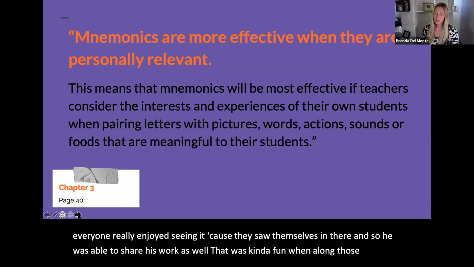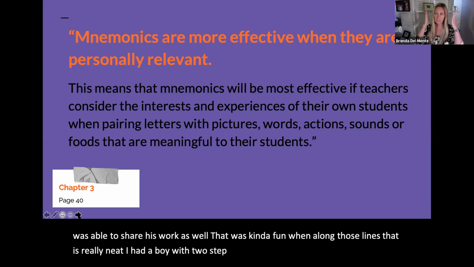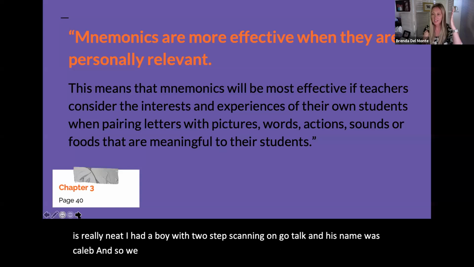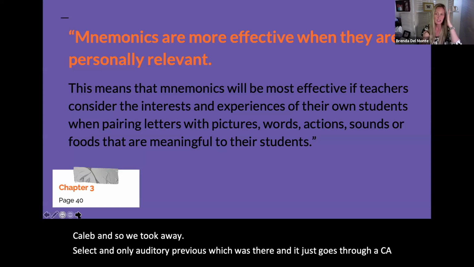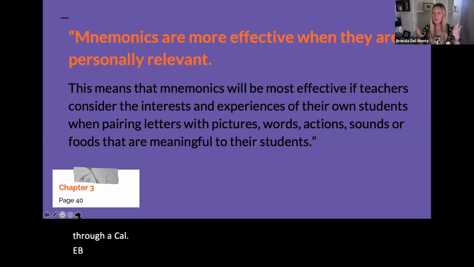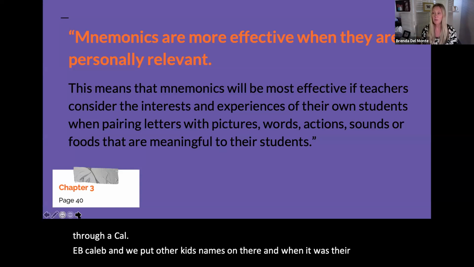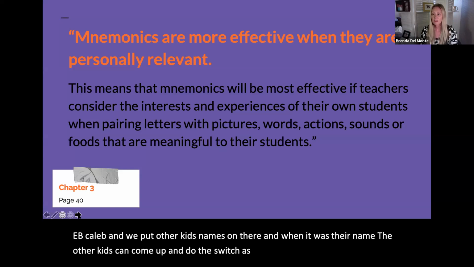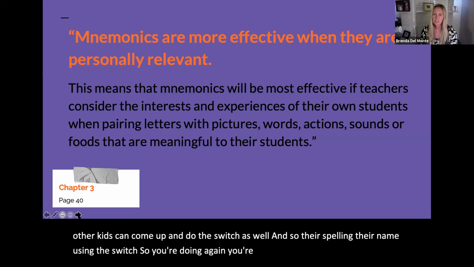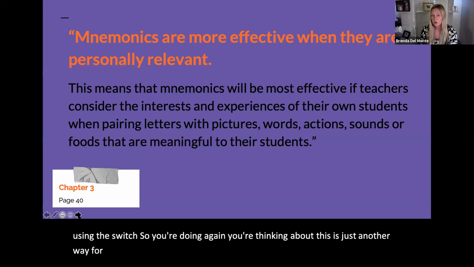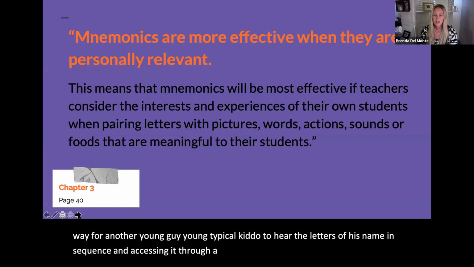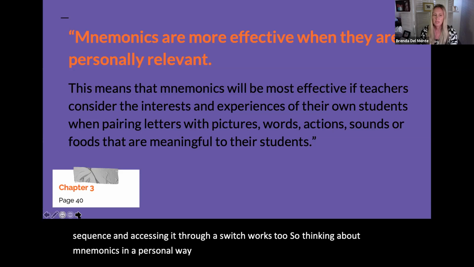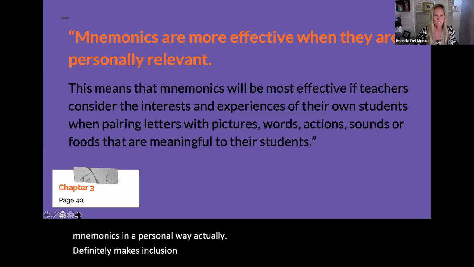That is really neat. I had a boy with two-step scanning on GoTalk, and his name was Caleb. And so we took away the select and only the auditory preview switch was there. And it just goes through C-A-L-E-B, Caleb. And we put other kids' names on there, and when it was their name, the other kids could come up and do the switch as well. And so they're spelling their name using the switch. So you're thinking about this as just another way for another young typical kiddo to hear the letters of his name in sequence, and accessing it through a switch works too. So thinking about mnemonics in a personal way definitely makes inclusion a little bit more relevant as well.